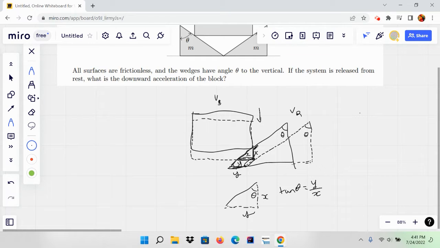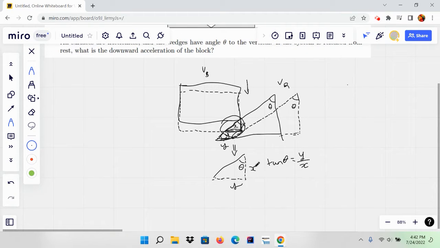This triangle is also similar to the ramp, so this angle right here is going to be theta. I drew it in more detail down here. This triangle has the distance downwards as x and the distance to the right as y. If we use trig, we see that tan of this angle theta is equal to y over x, because it's opposite over adjacent.